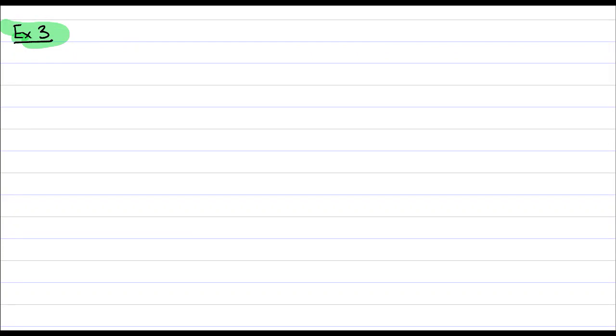Example 3 is a word problem. We've actually solved, I think, this exact same word problem before, way back at the beginning of the semester. But we're going to see how to solve it now using a slightly different method.